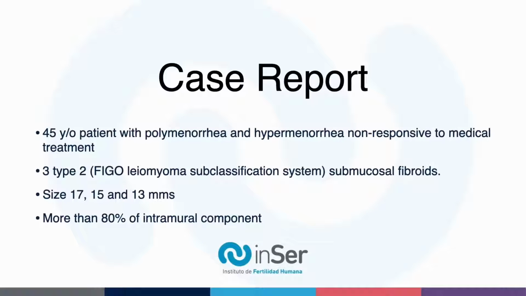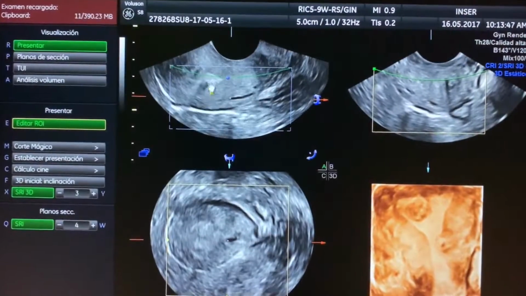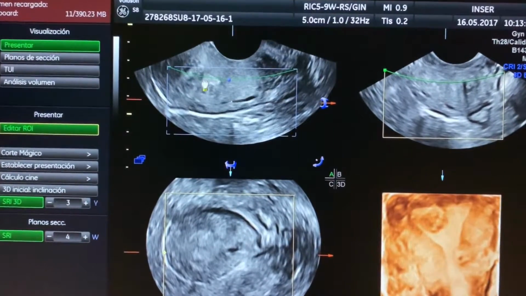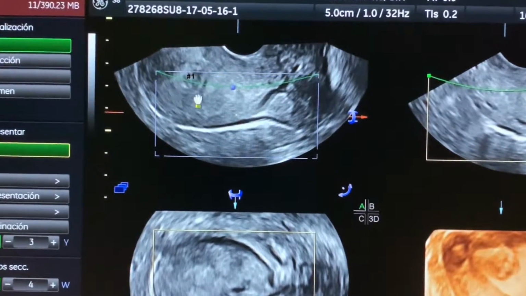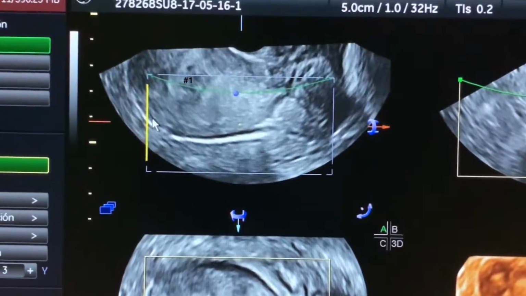We present the hysteroscopic surgical procedure performed in a 45-year-old patient with abnormal uterine bleeding consisting of polymenorrhea and hypermenorrhea, non-responsive to medical treatment, caused by 3 FIGO type 2 submucosal fibroids of 17, 15, and 13 millimeters with more than 80% of intramural component. Transvaginal ultrasound images demonstrate 3 fibroids with submucosal component. These were numbered from the uterine fundus towards the isthmus.